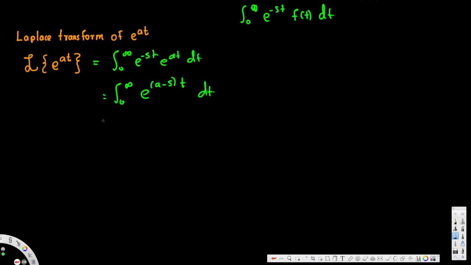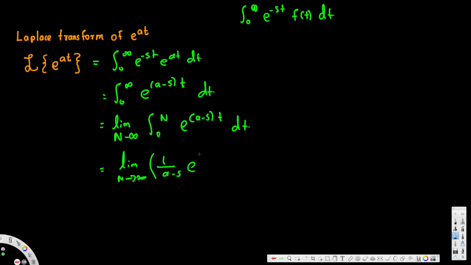And if we integrate this one, but before I do the integration, this is an improper integral, so we can do the limit first. Limit n approaches infinity, so instead of this infinity we replace it with n. 0 to n e power a minus s t dt. Now if we integrate this one, this is going to turn into limit n approaches infinity 1 over a minus s e power a minus s times t, evaluated from 0 to n. Let's write that one first.